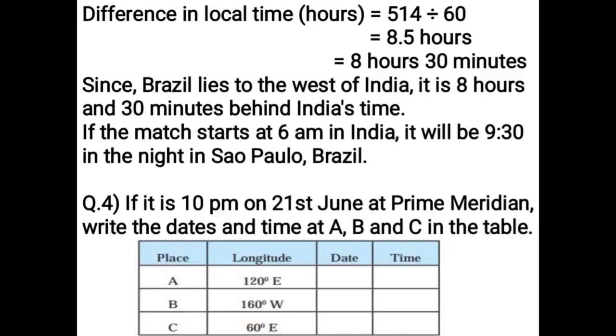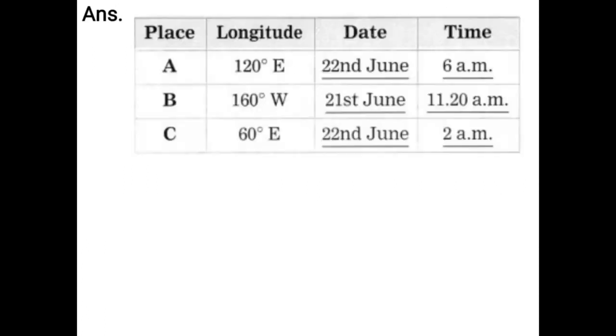If it is 10 pm on 21st June at prime meridian, write the dates and time at A, B and C in the table. Place A: longitude 120 degree east, date 22nd June, time 6 am. Place B: longitude 160 degree west, date 21st June, time 11:20 am. Place C: longitude 60 degree east, date 22nd June, time 2 am.